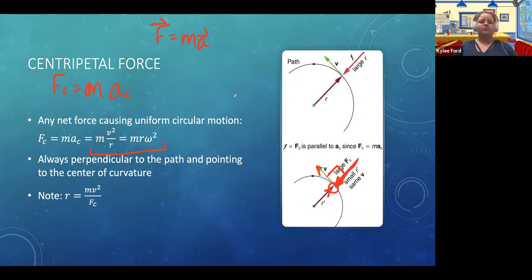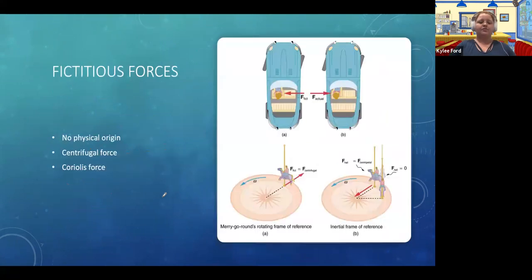We can also rearrange some of these equations. Say we're solving for our radius, we can do that. That's pretty much all I wanted to talk about with centripetal force. Now I wanted to mention some forces that are fictitious. These are things that people tend to talk about when they're trying to talk about centripetal forces. These fictitious forces have no physical origin.